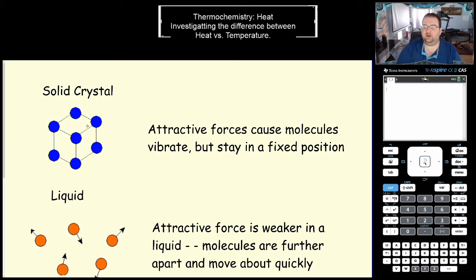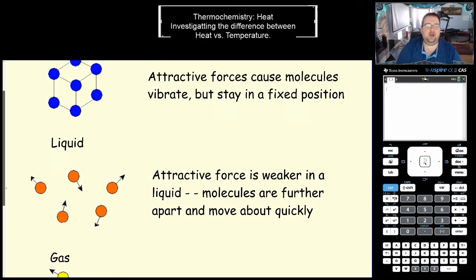So if you have something solid, like a solid crystal, think about the desk that you're sitting on right now, that solid wood or metal desk. Well, it has atoms that are linked together by very strong, attractive forces. And even though they're bound very tightly together, they're still moving. They're vibrating, right? Back and forth. And they're staying in a fixed position.